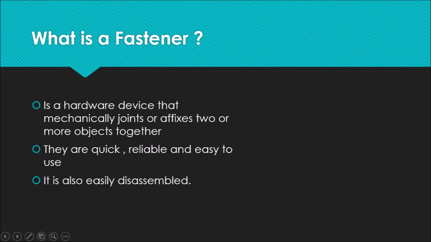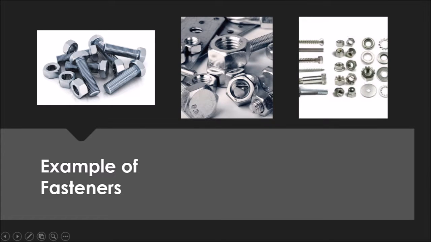They are mostly used because they are quick, reliable, and easy to use. They are also easily disassembled. Have you seen what a fastener looks like? Here are some examples of fasteners. From what you are seeing, you can see examples of bolts and nuts. There are many more examples of fasteners, which are screws, rivets, pins, and many more.